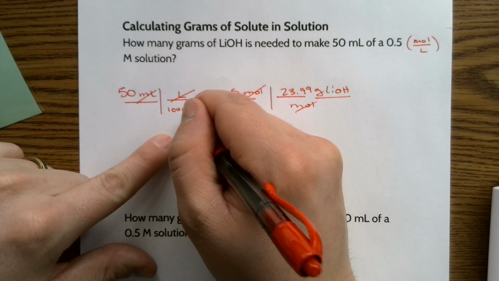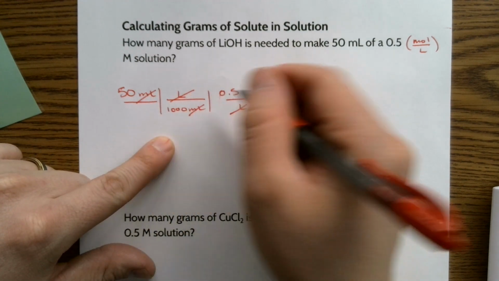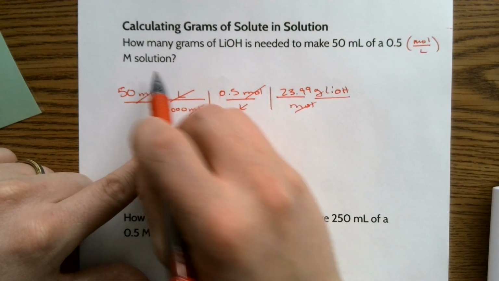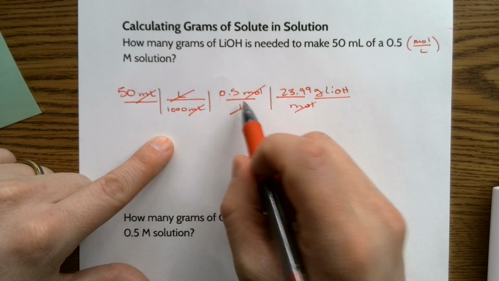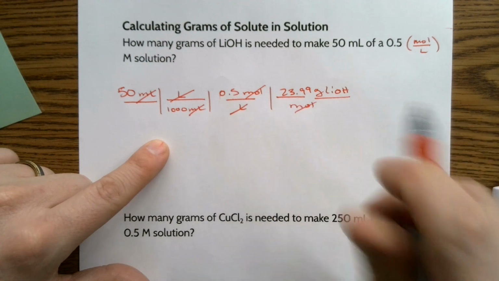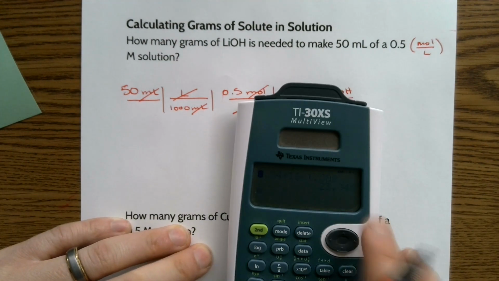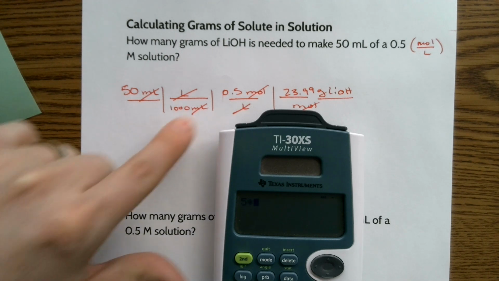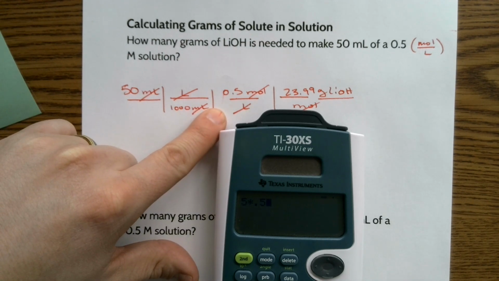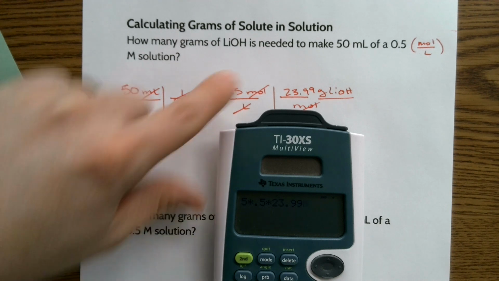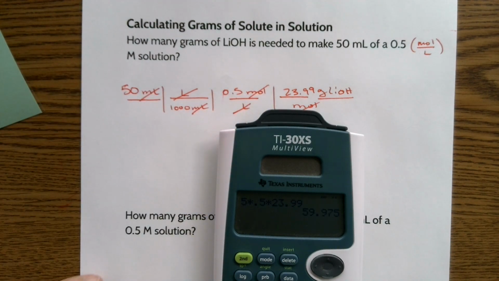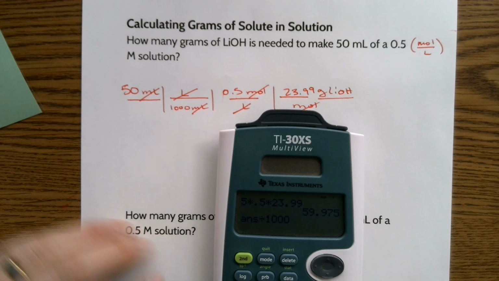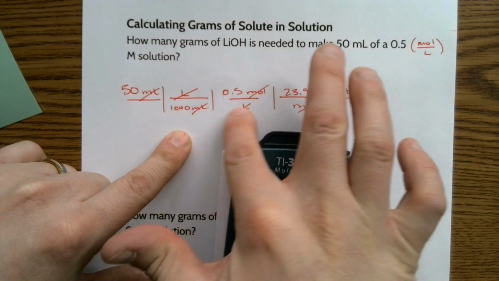So this is our desired amount for this solution. This is a proportion to convert this. It's a true statement that's changing our units. Then I compare it to the concentration that I need, and then I do a molar mass conversion. So what I'm going to do here is all the math. I'm going to do 50 times 0.5 times 23.99. I multiply that, and then I divide by 1,000, because that's what's on the bottom, 1,000 times 1.